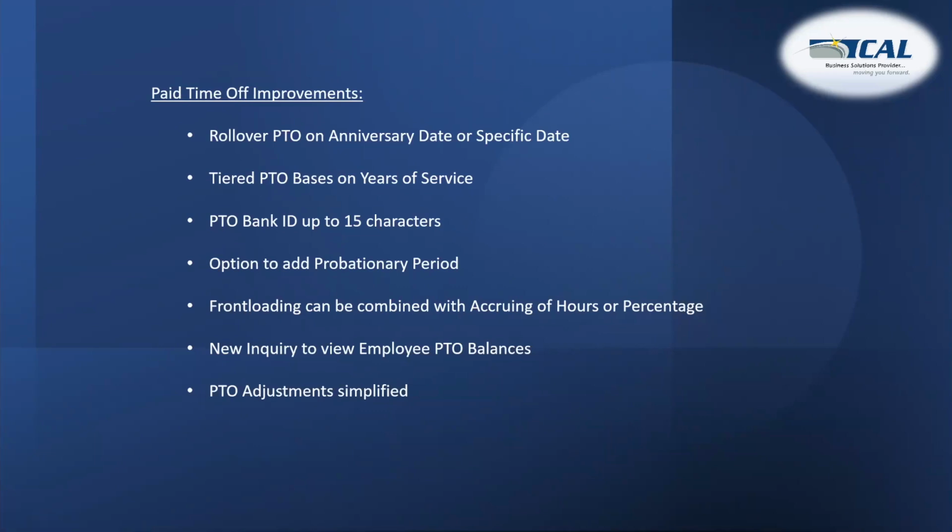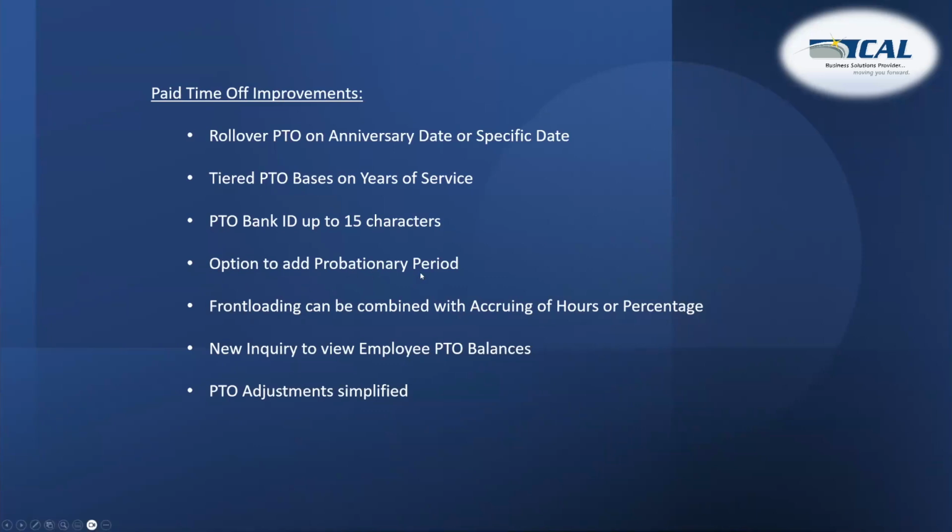So some of the improvements that they made for all of you Acumatica payroll users out there is you now can roll over PTO based on an anniversary date or a specific date. It's not year end anymore. You can have tiered PTO bases based on years of service. The PTO bank IDs used to be really limited, I think it was like 4 characters. They've opened that up to 15 characters. That's going to allow you to create PTO bank IDs with a much more intuitive name.